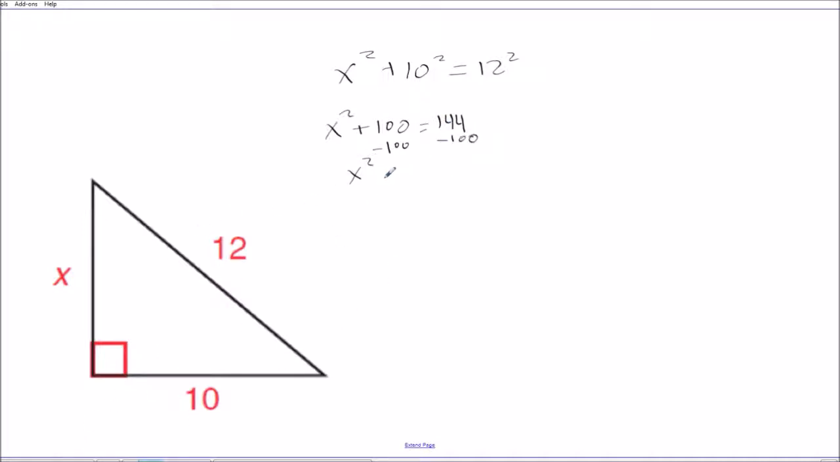So 100 x squared equals 44. Take a square root on both sides, and I get x equals square root of 44. Now I can try typing that in the calculator, but I get a decimal. And I want to answer this in radical form. So how am I going to do that? I need to make a factor tree.